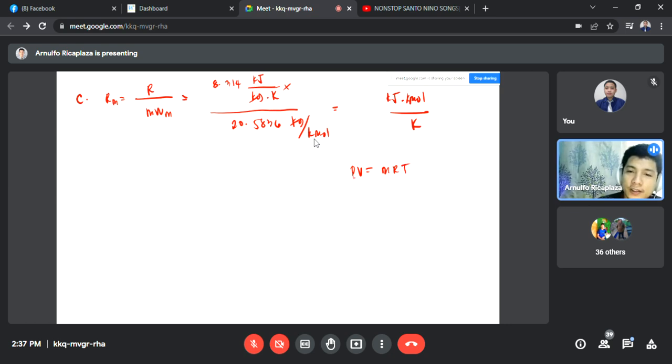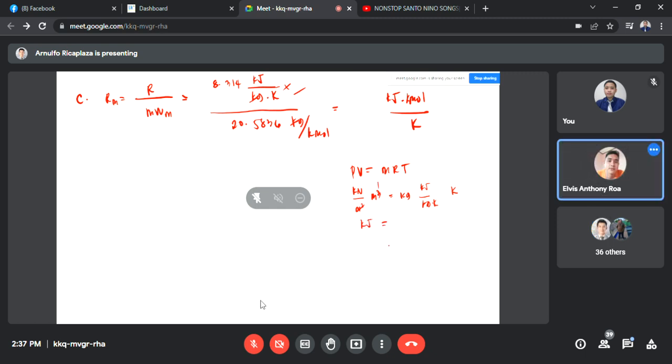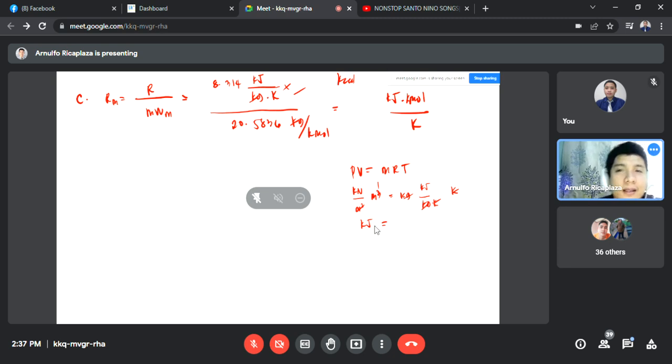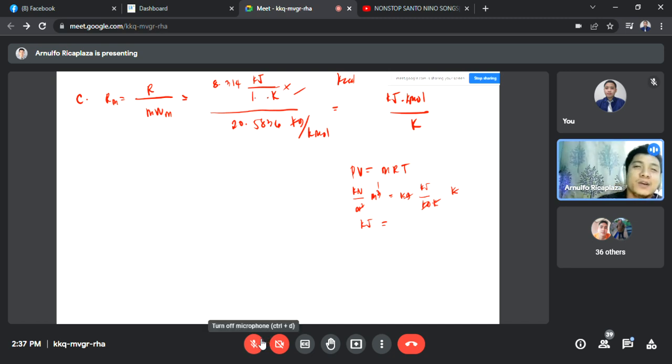The unit of the pressure, guys, is kilonewton per square meter. The unit of the volume is cubic meter, equal to the unit of the m, that is mass in kilogram, and the unit of the R is kilojoules per kilogram Kelvin, times the Kelvin. For the unit analysis, it cancels out to 1, so that is in kilojoules. It should be kilojoule per kilomole Kelvin. So it should be kilomole here, not kilogram. In the standard formula, the unit is kilojoules per kilomole Kelvin.